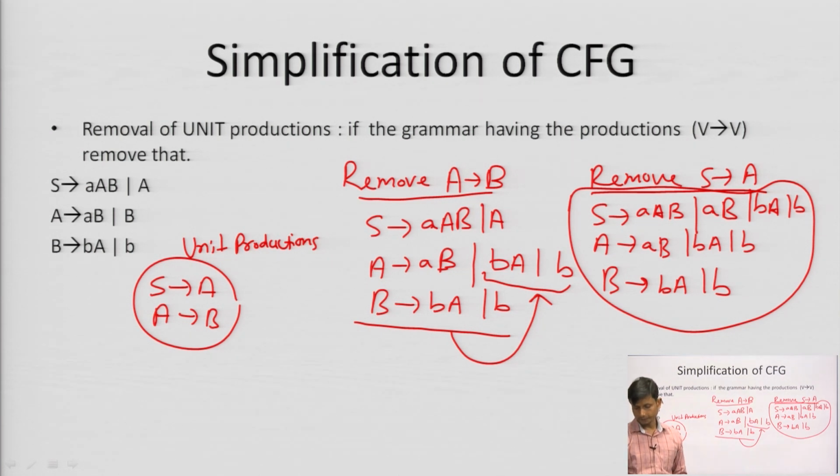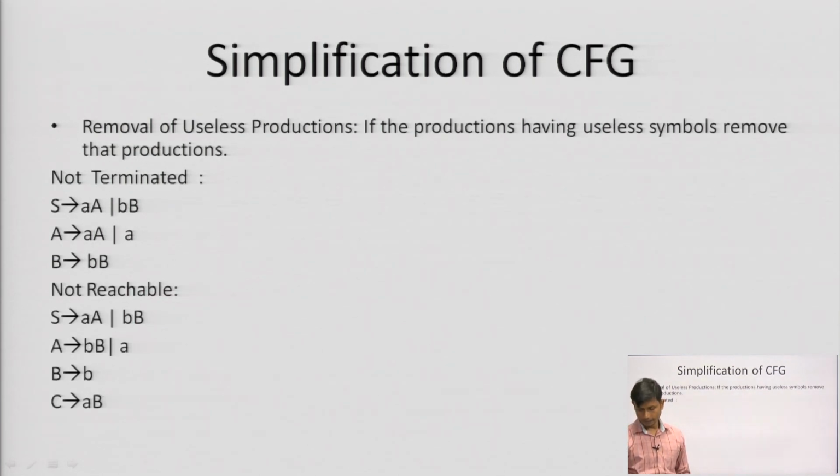So, next one is useless production. What are useless productions? Here I categorize two points of view of useless symbols. One is non-terminated, another is not reachable. What is non-terminated? You have some grammar, we are deriving some strings, and we already know that strings are terminal symbols. While we are deriving, sometimes some variables are not terminated, meaning for some variable we could not find a terminal.